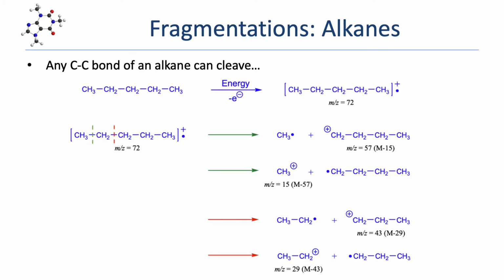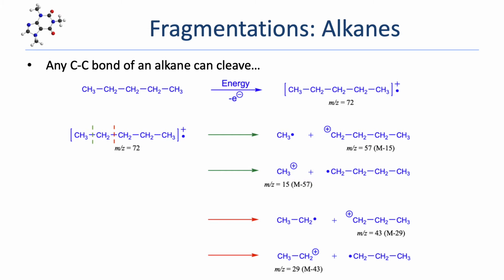Since we don't really know where the electron came from, we typically represent the molecular ion for an alkane inside of brackets. We don't explicitly show where the positive charge is, nor where the unpaired electron is positioned. So here I show pentane being ionized from an electron ionization, and that results in a molecular ion with a mass to charge ratio of 72. And again, 72 is also the molecular weight of pentane.